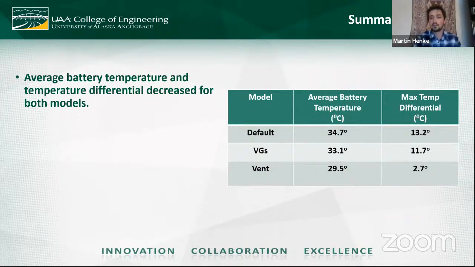So looking at the summary of results, the average battery temperature decreased for both Vortex generators and vent, and so did the maximum temperature differential for Vortex generators and vents.